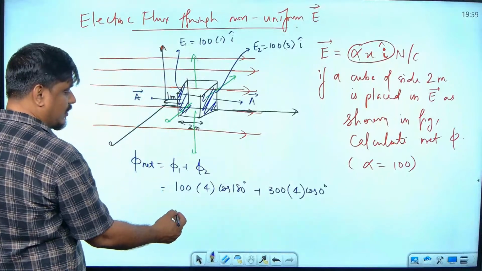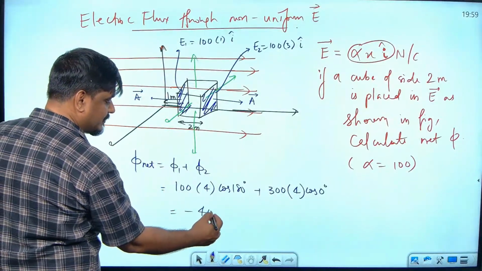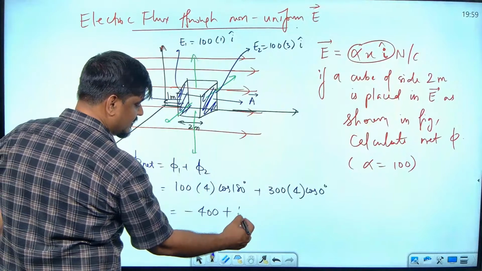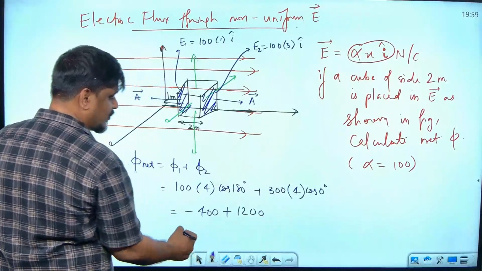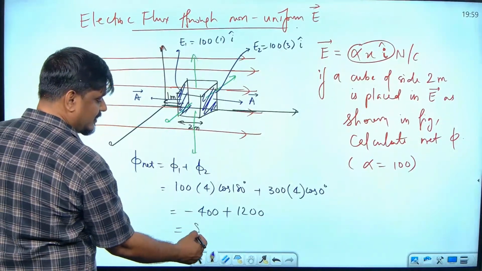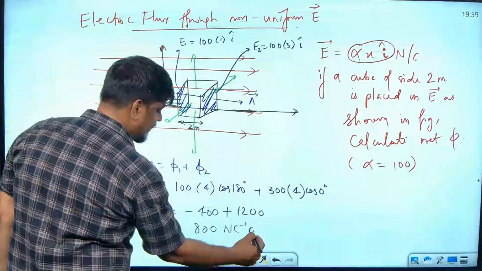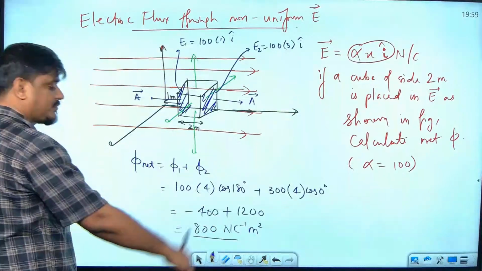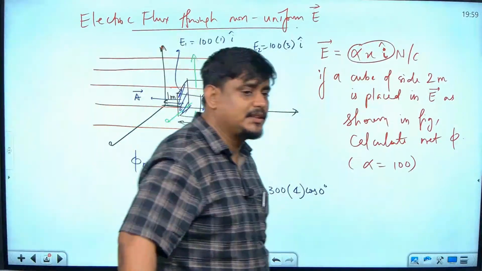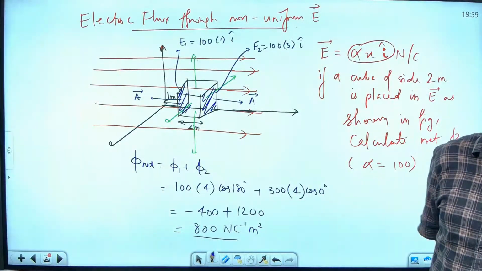So cos 180 is minus 1. So minus 400 plus 1200. How much is going to give you? 800 Newton Coulomb inverse meter square. This is the value of electric flux. Correct, good.